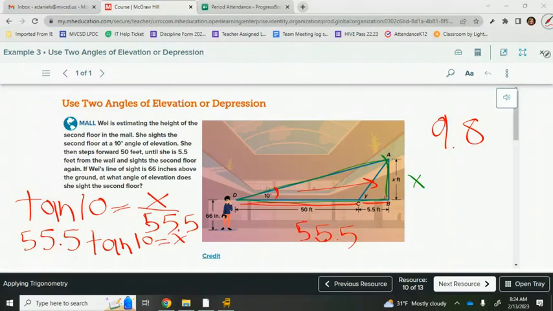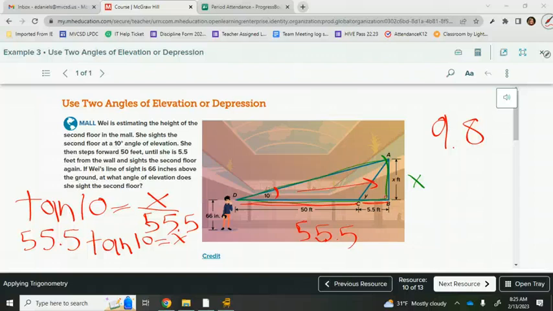Are we all the way done? No. Why are we not done? That's just for x. Are we done with the height? If it's 9.8, are we fully done? No. Exactly, we have to add the height of the person. Sorry, this is 66 inches because of the height of the person. So we would have to convert 66 inches into feet to solve for the overall height.